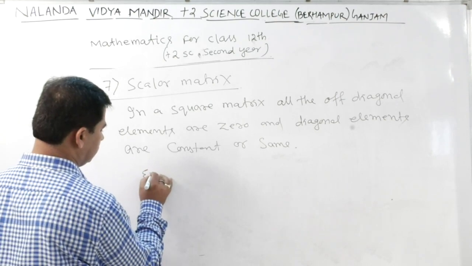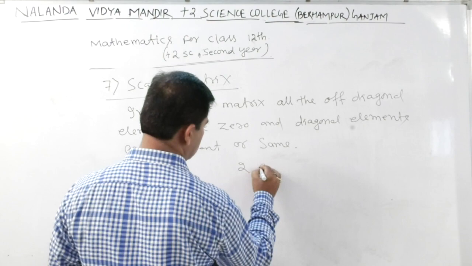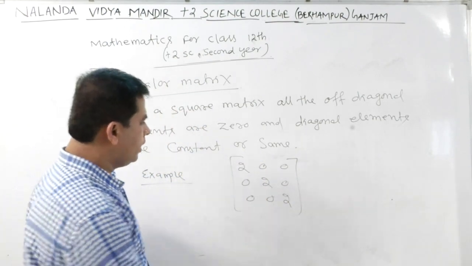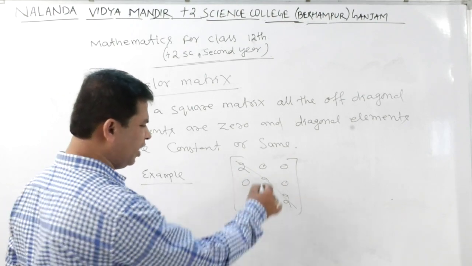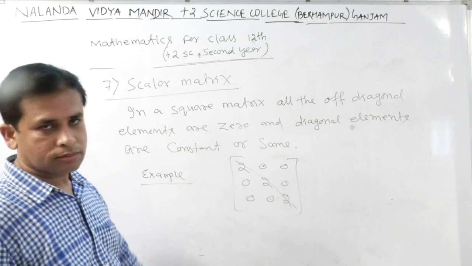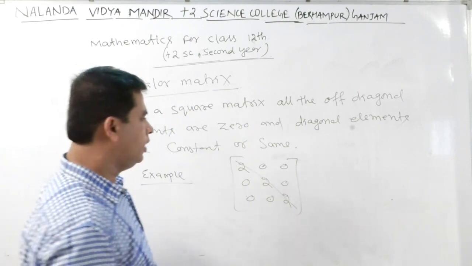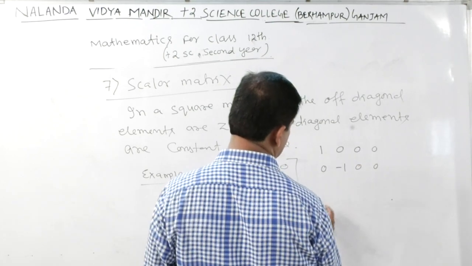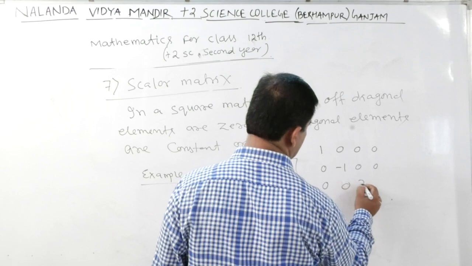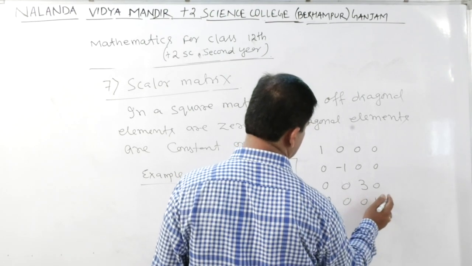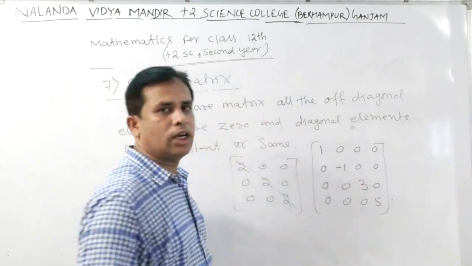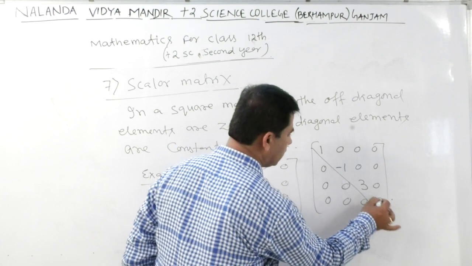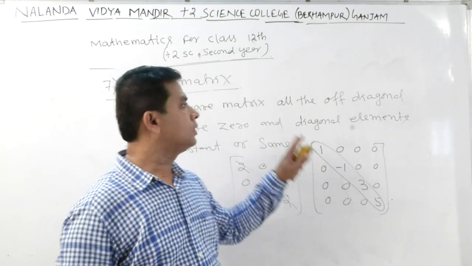For example, 2 0 0 0 2 0 0 0 2. This is a square matrix of order 3. Here all the diagonal elements are same and off diagonal elements are 0. Therefore it is a scalar matrix. And 1 0 0 0 minus 1 0 0 0 3, sorry, 0 0 3 0 0 0 0 5. This is not a scalar matrix. This is a diagonal matrix. Its diagonal elements are different. So you cannot say this is our scalar matrix.